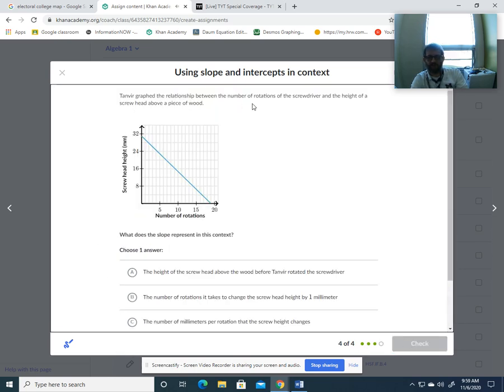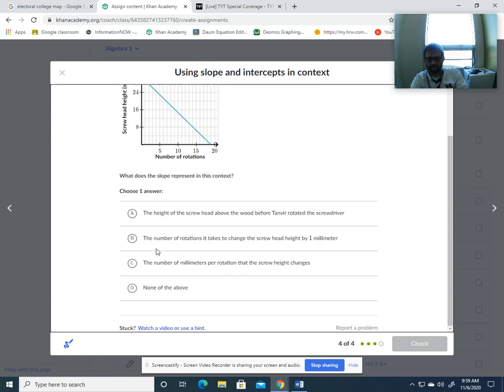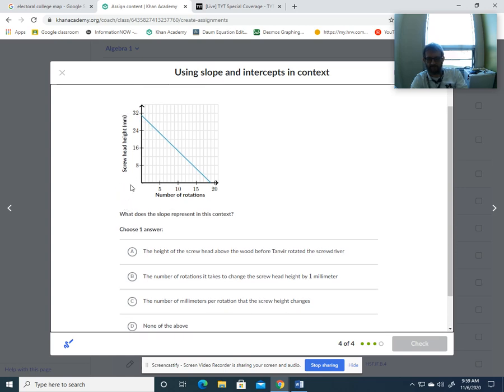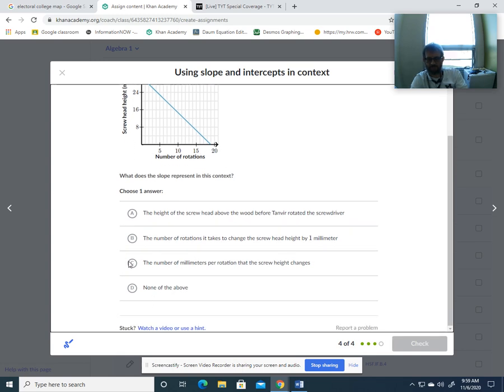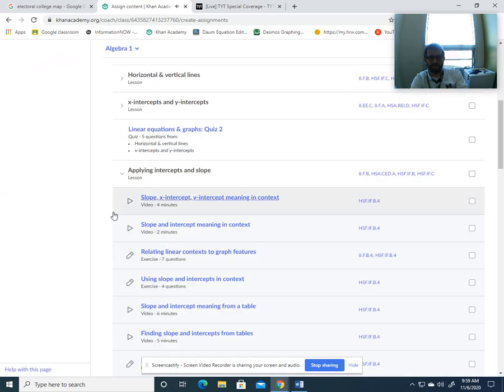Tanvir graphed the relationship between the number of rotations of a screwdriver and the height of the screw head above a piece of wood. What does the slope represent in this context? Again, slope is change in this divided by change in this. So this is height per rotation. The number of millimeters per rotation of the screwdriver. The top number is height, millimeters per rotation. All right, that one's done.